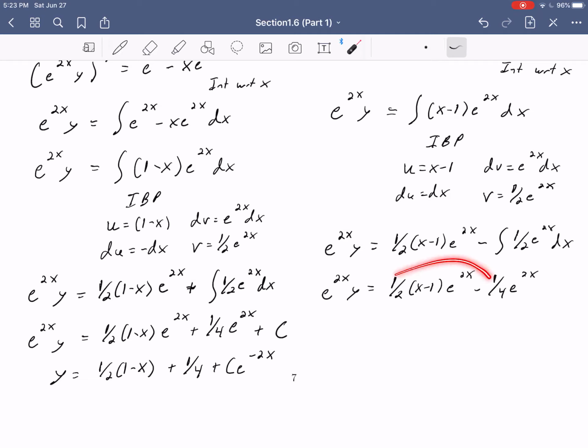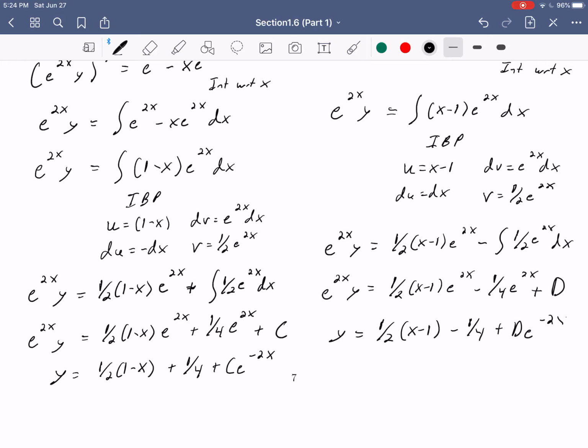Okay, first thing that we should be careful with here, we probably don't want to put plus c because it might be a different constant of integration, which we'll talk about in just a moment, than here. So what I'm going to do is say plus d. And then we're going to go ahead and divide our e to the 2x over. So y equals 1/2 (x minus 1) minus 1/4 plus d e to the minus 2x.